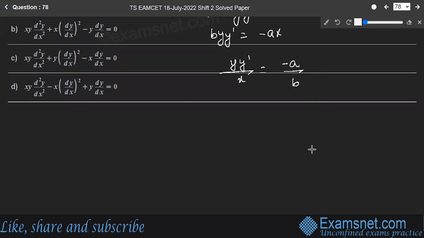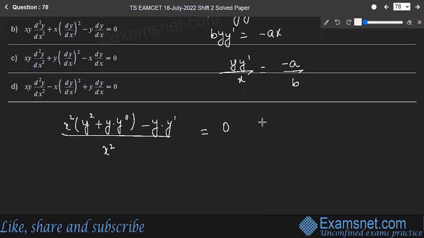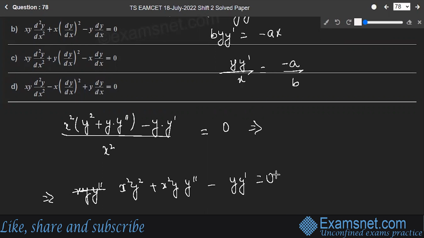So let's find the second derivative now with respect to x. You will have the square of the denominator into the denominator, and the derivative of the numerator. Now this is going to give me y square plus y into y double dash minus y into this, equal to 0. So this gives me x y y double dash. Let's write x square y square plus x square y double dash minus this is equal to 0.